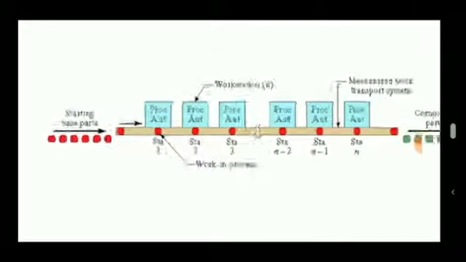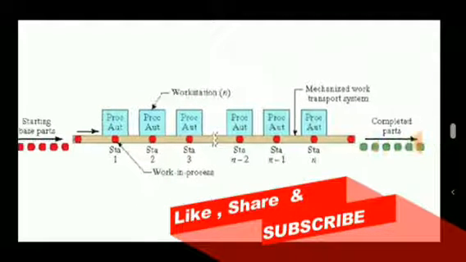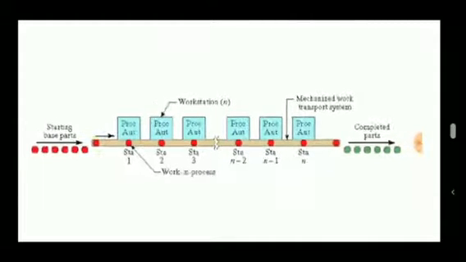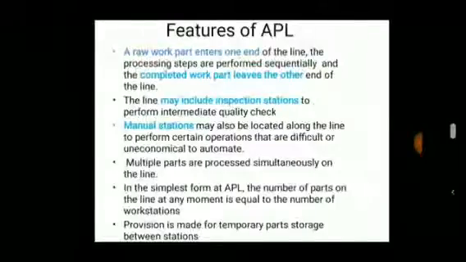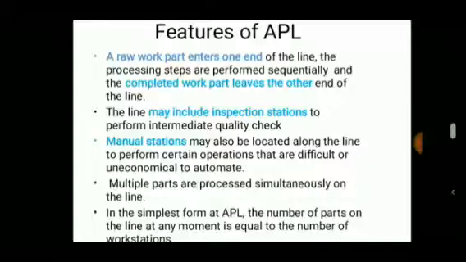The starting parts arriving from the beginning are machined in processing automation station 1, and then go to station 2, then station 3, up to the last station. In these stations, the workpieces or raw materials are processed. Finally, we get the completed parts at the end of the line. The features of the APL are that the raw work part enters at one end and we get the product at the other end.